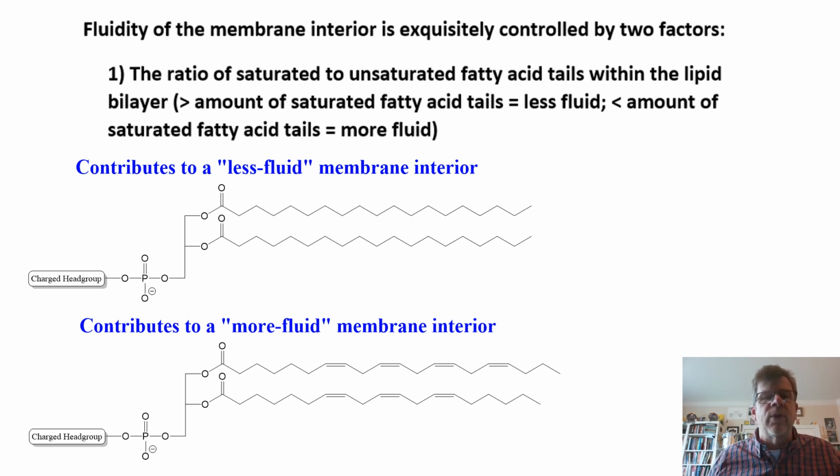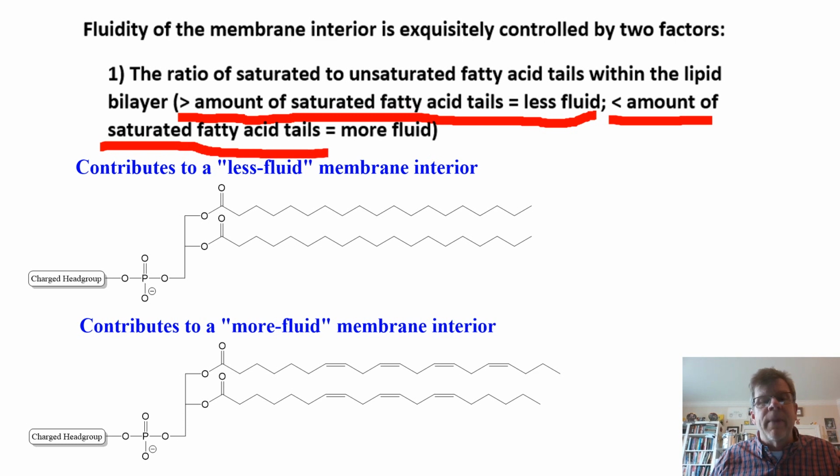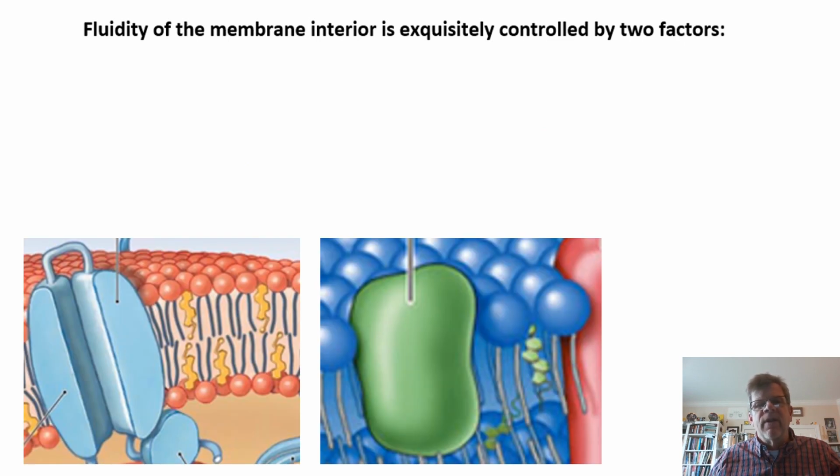So, to put this into a nutshell, in a membrane, the greater amount of saturated fatty acid tails means the interior of that membrane is less fluid. A lesser amount of saturated fatty acid tails means that membrane is more fluid. So that is one way in which the fluidity on the inside of membranes can be exquisitely maintained. There is another component to this, though, another way in which the fluidity of the inside of a cellular membrane can be regulated.